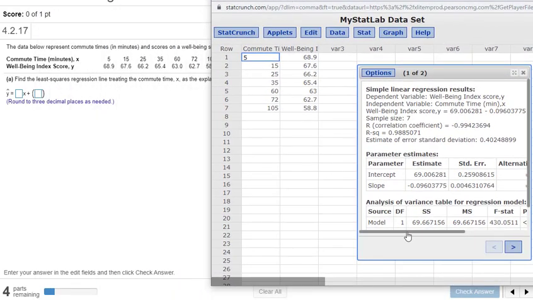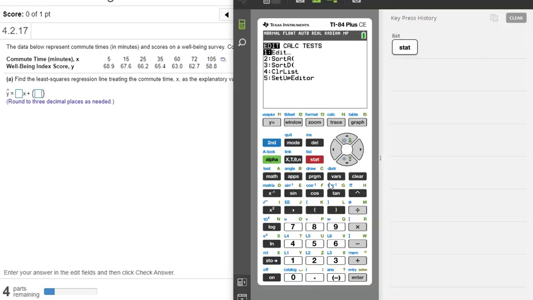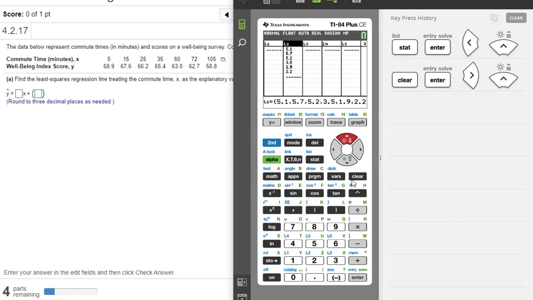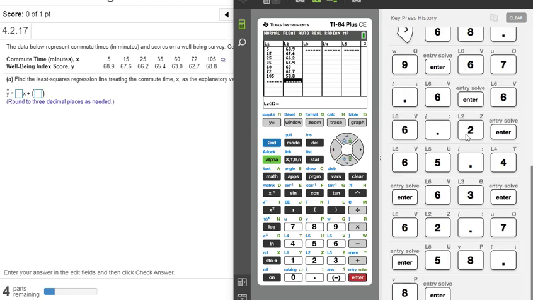Let me show you on the TI how we can get this. So on the TI, we're going to press Stat, Edit, and let's clear out my list. Just scroll up and press Clear and Enter. Scroll over to the next one, Clear and Enter. Okay. And put in your list. So I'm going to put in 5, 15, 25, 35, and so on for L1, and we're going to put in the well-being index for L2. So my data's in there.